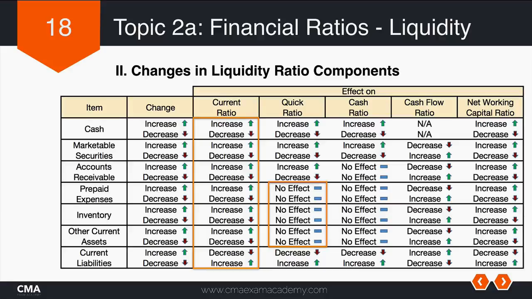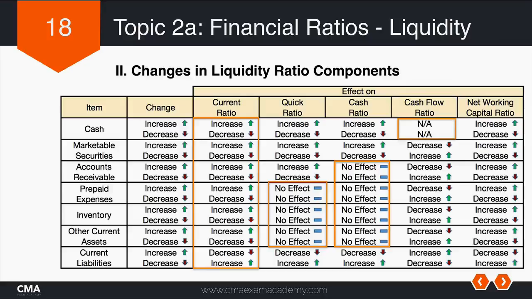In the fourth column, the changes and the accompanying effect were basically the same as the current ratio, except that changes in prepaid expenses, inventory, and other current assets that cannot be quickly converted into cash, or the PIO, have no effect on the quick ratio. In the fifth column, the changes and the accompanying effect were basically the same as the current ratio and quick ratio, except that the changes in accounts receivable, prepaid expenses, inventory, and other current assets, or the APIO, have no effect on the cash ratio.